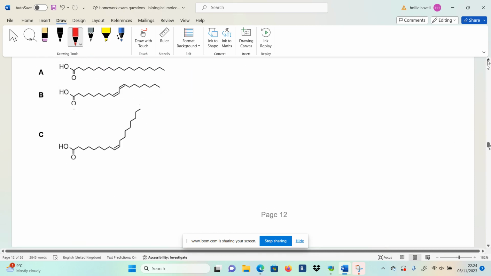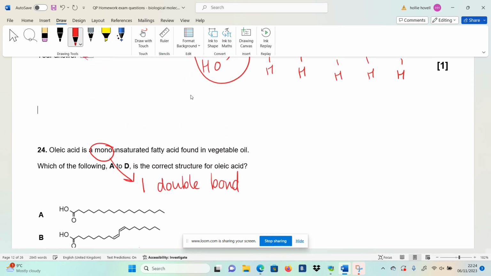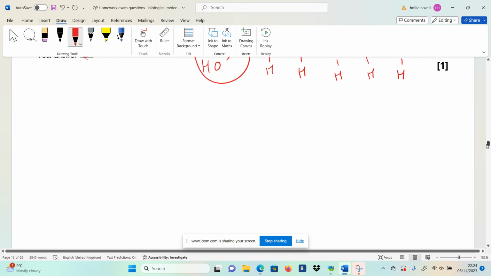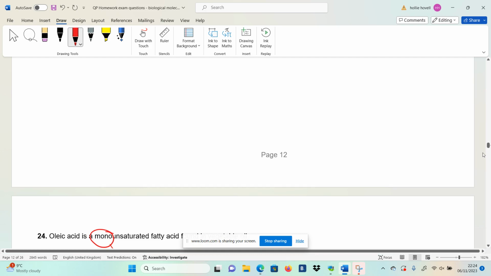Oh, sorry, they've gone on to the next page. Let's just move this down all onto the next page so you can see it all in one go. A bit further down.